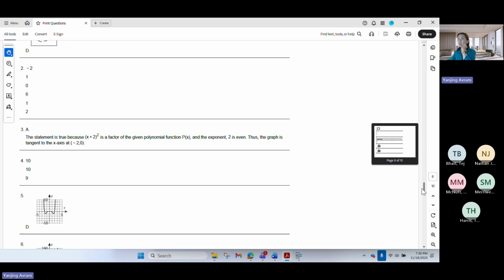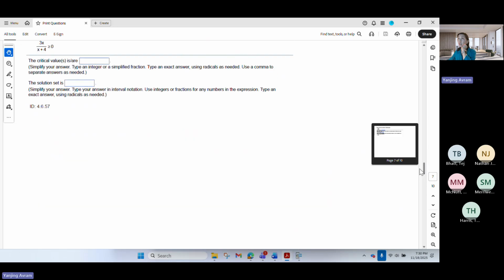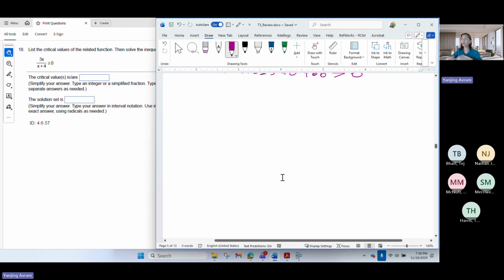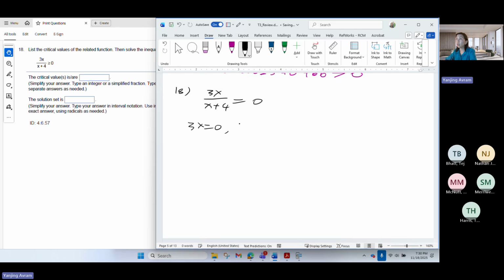I think I probably have one more or not. Yeah, one more, the last one. Okay, this last one here is called a rational inequality. Rational inequality and polynomial inequality are very similar. This one you just have to solve for the critical values. If this one equals 0, the only thing that can be 0 here is the numerator. 3x equals 0, so 3x divided by the denominator will be 0.